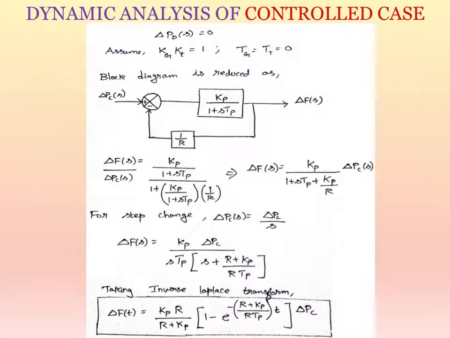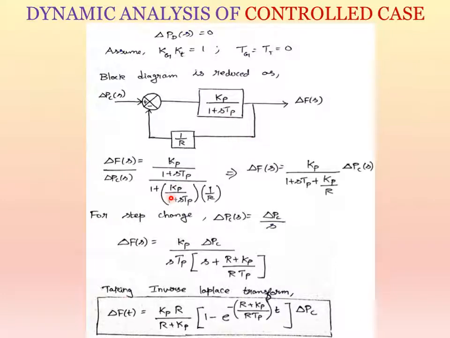Next is the dynamic analysis of the controlled case. Controlled case means we are going to assume our del PD is equal to 0. Change in load demand is 0 and only the speed changer setting will be available. Here also we will be assuming our Kg Kt value equal to 1 and our Tg Tt value equal to 0. So directly we have applied all these values and our expression will be reduced into this form.